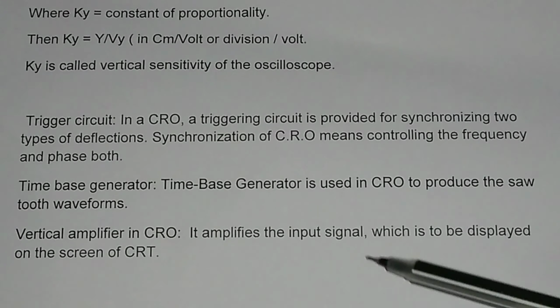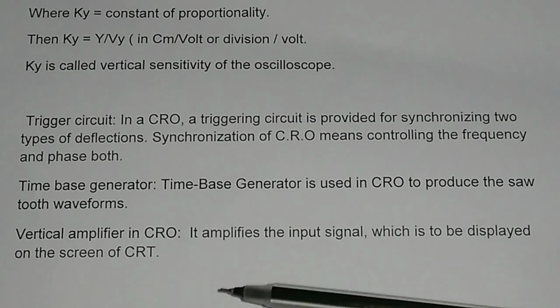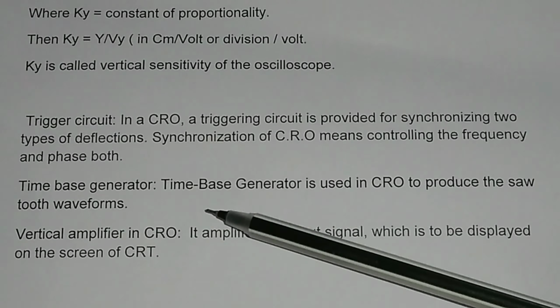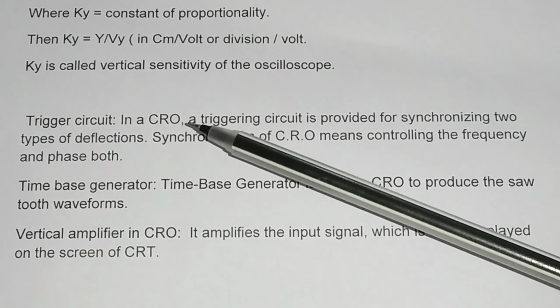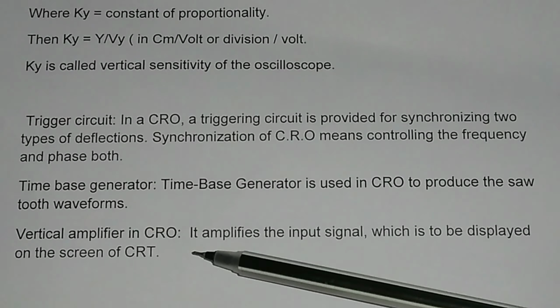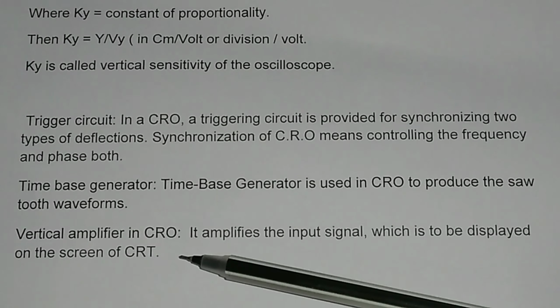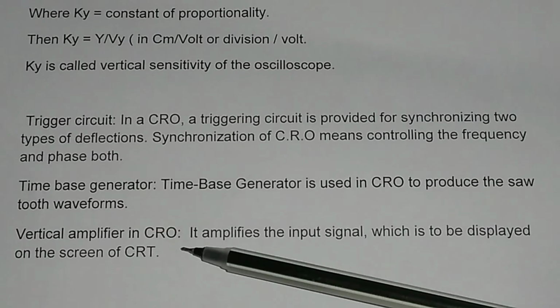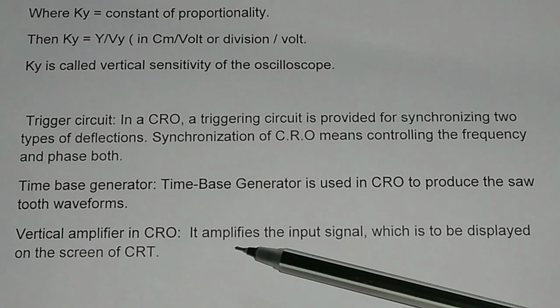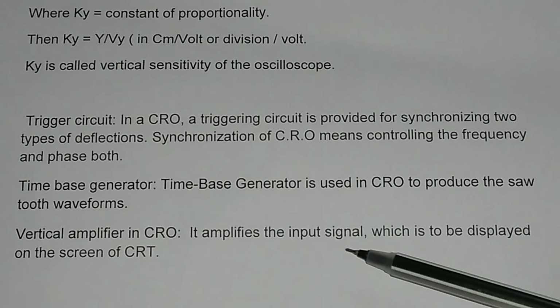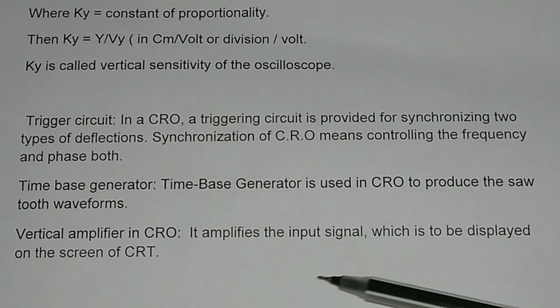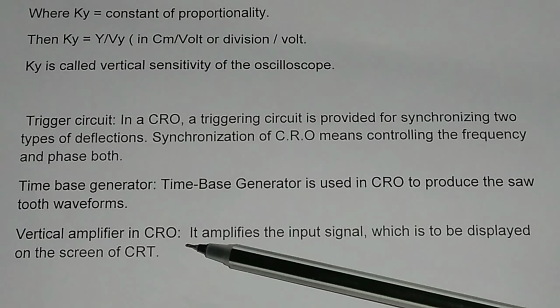In the CRO, you will find another 3 switches. One is your vertical amplifier, then time-base generator, and trigger circuit. I will show you these 3 in the CRO. Now let us discuss what is the vertical amplifier in CRO. The vertical amplifier basically amplifies the input signal which is to be displayed on the screen of the CRT.